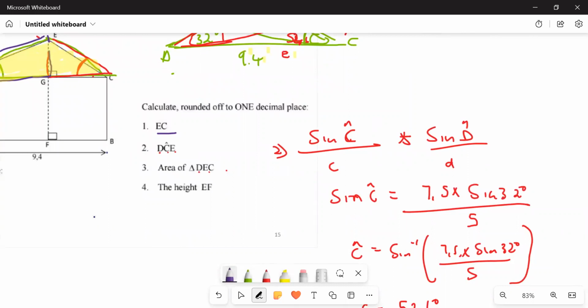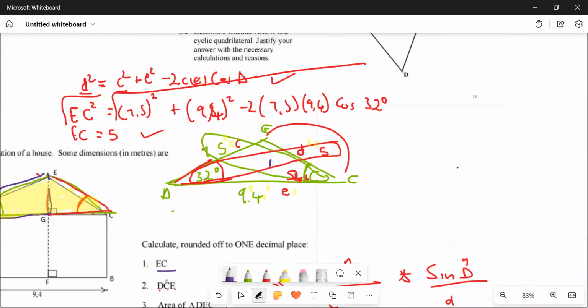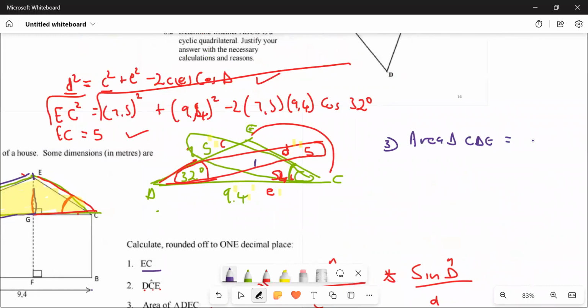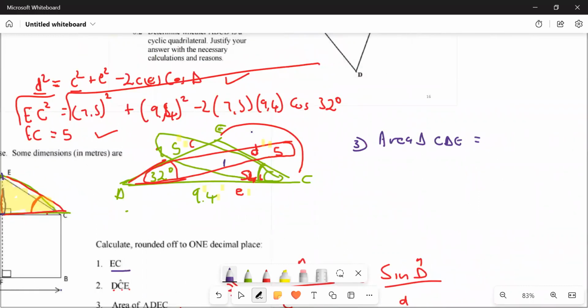The EC is cos D. Okay, let's say number 3, the area of triangle CDE. Guys, you are going to look at the sides that you have. You can use this side because you have it, and then you can also use this side, and then you also have this angle.